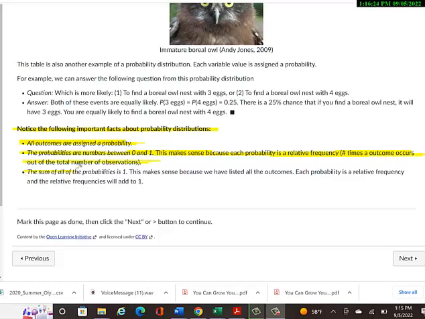The third thing we can notice is the sum of all the probabilities is 1. If you look at any of the tables above, any of those probability distributions, you'll see that all the values in the probability boxes add up to 1. This makes sense because we have listed all the outcomes. Each probability is a relative frequency, and the relative frequencies will add to 1.